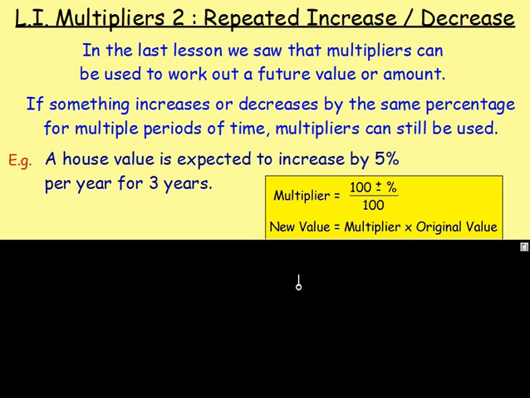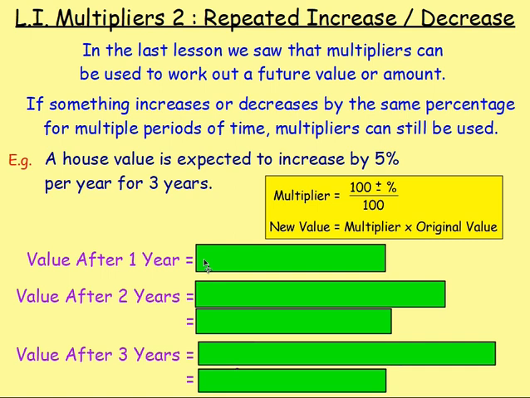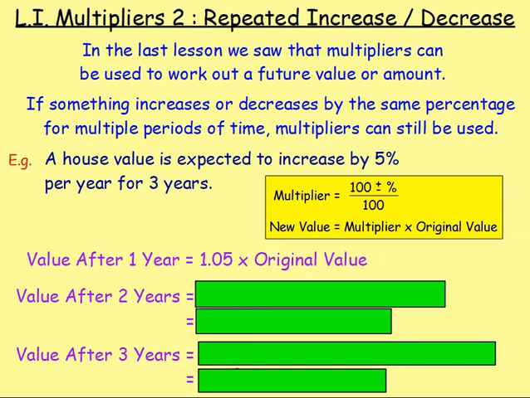However, at the end of the first year, the house is going to have a different value. So you need to work out the percentage of that new value. And again, after the second year, it's 5% of that new value. So the percentage remains the same, but the amount, the 5% of that total, changes. If you want to work out the value after year 1, using multipliers, you're going to have your multiplier: 100 add on the 5 would be 105, divide that by 100 and you get 1.05. And then you would multiply that by the original value of the house, whatever that may be.